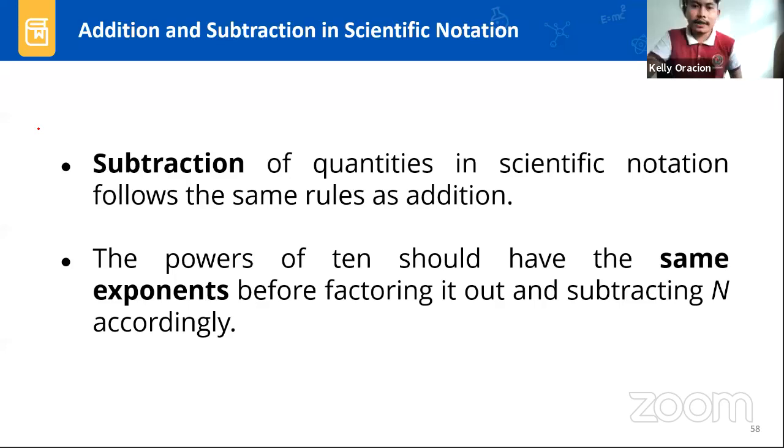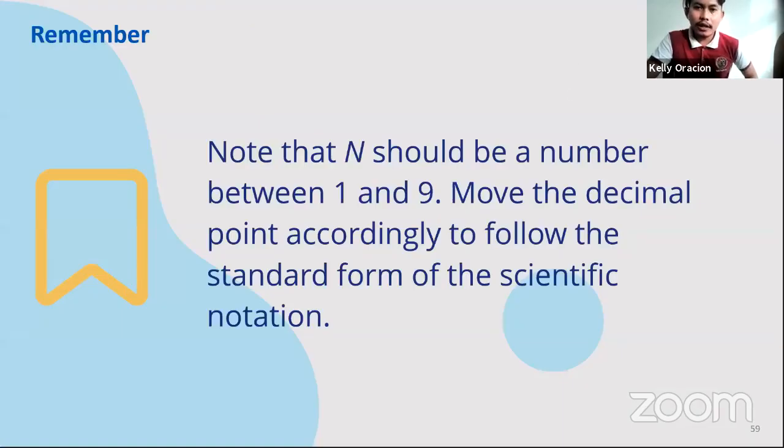Okay, subtraction of quantities in scientific notation follows the same rules as addition. The same lang silang rule. Addition and subtraction, parehas lang sila ng rule. Now, the powers of 10 should have the same exponents before factoring it out and subtracting n accordingly. So remember, take note of this one. Note that n should be a number between 1 to 9. Move the decimal point to follow the standard form of scientific notation. So, sa pag-add and subtract, kailangan pa rin natin i-follow ang standard form of scientific notation. Please take note of that one.